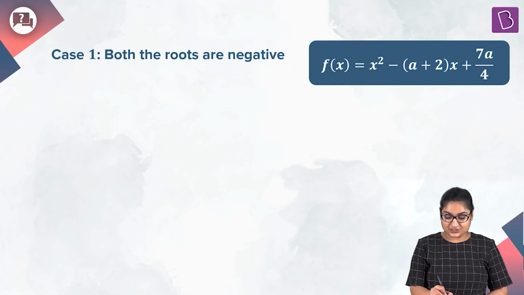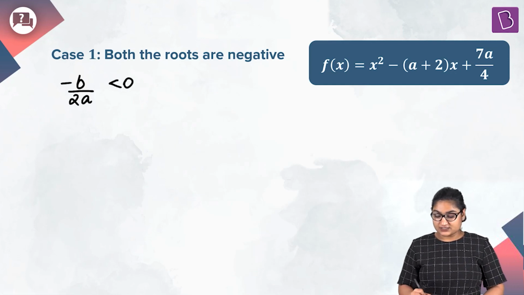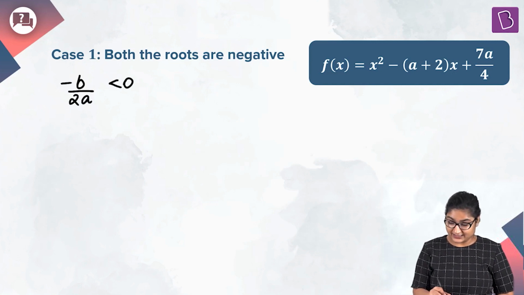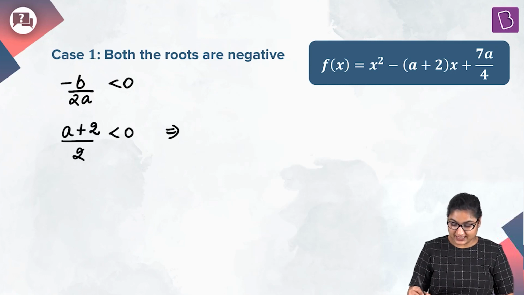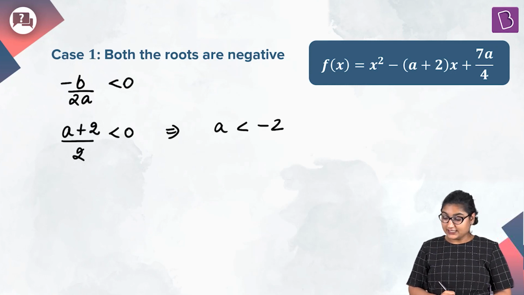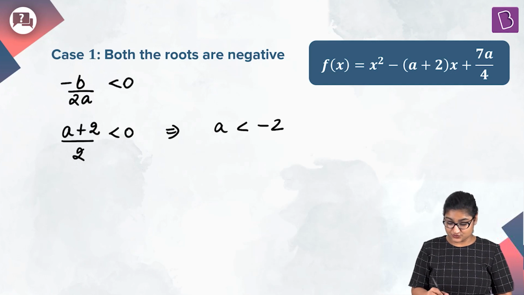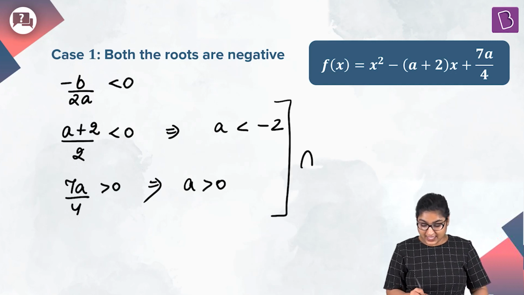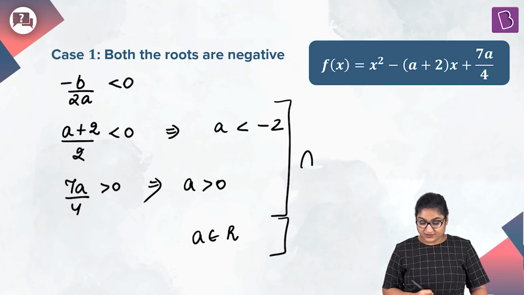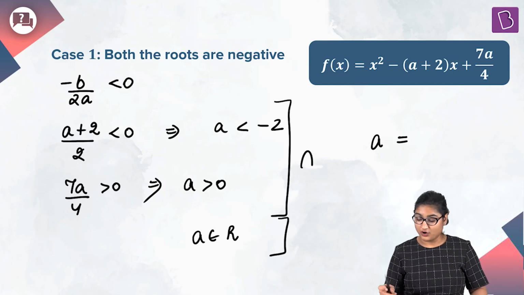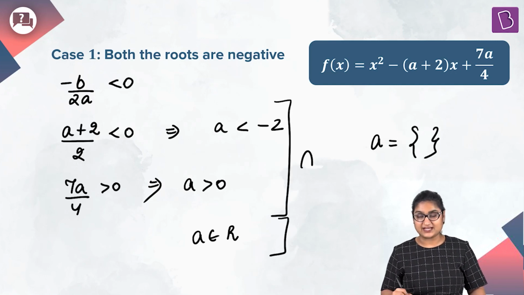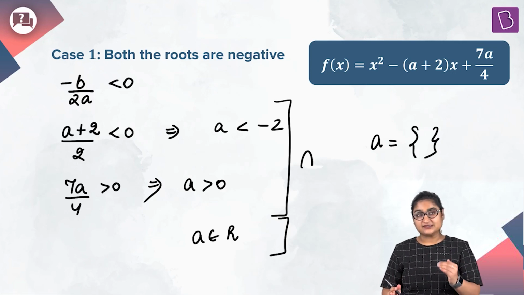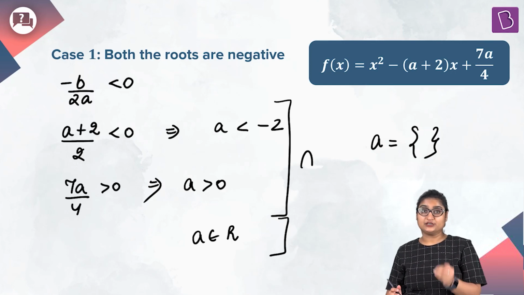Moving to the second condition, minus b by 2a is less than 0. So when we put minus b by 2a less than 0, what we get is (a plus 2) divided by 2 less than 0, which implies a is less than minus 2. Now the third condition is f of 0 greater than 0. So we have 7a by 4 greater than 0, which implies a is greater than 0. If we take the intersection of these with a belonging to the set of real numbers, what we get is a belongs to phi, an empty set. We get no intersection for these three intervals of a.